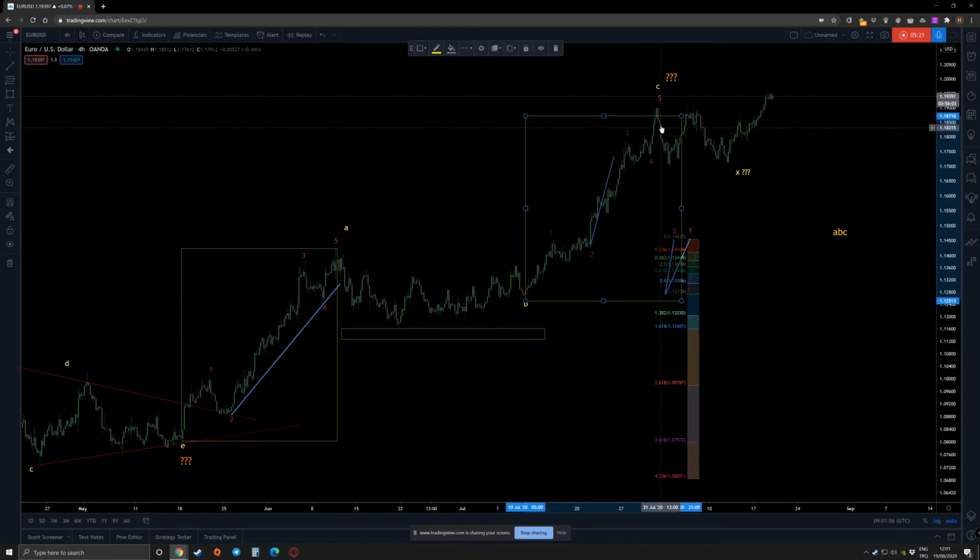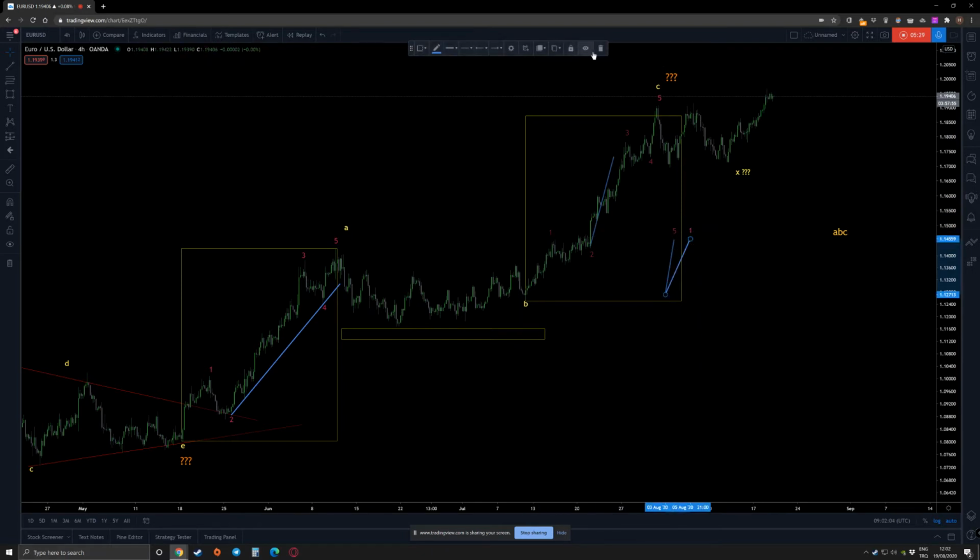Okay, but still we have this, and for this alone I have a little bit of question marks on my mind, but I cannot just ignore it because of this. Okay, because other than this, this chart looks good. Now after this, what did the market do?